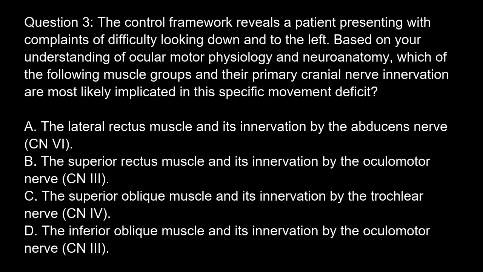Option A. The lateral rectus muscle and its innervation by the abducens nerve, CN VI. Option B. The superior rectus muscle and its innervation by the oculomotor nerve, CN III. Option C. The superior oblique muscle and its innervation by the trochlear nerve, CN IV. Option D. The inferior oblique muscle and its innervation by the oculomotor nerve, CN III.